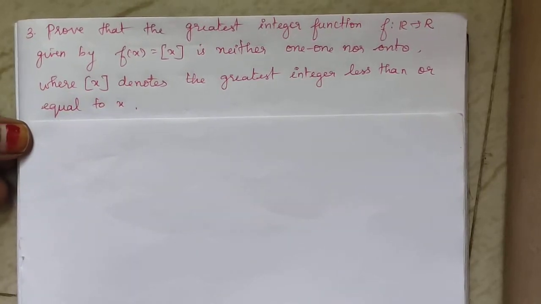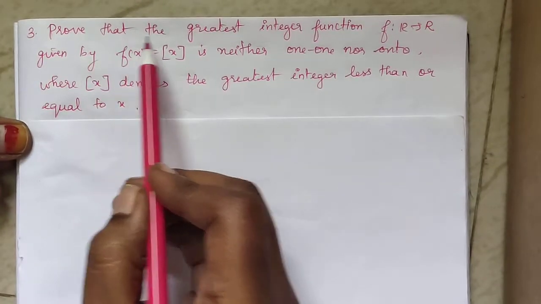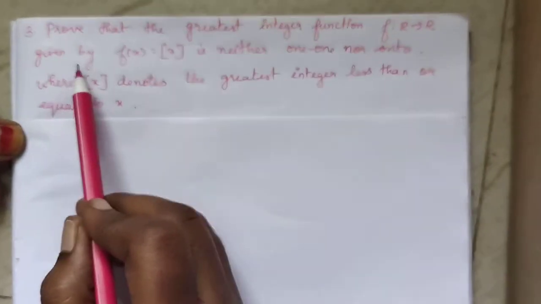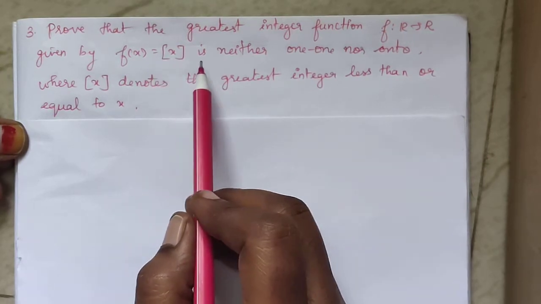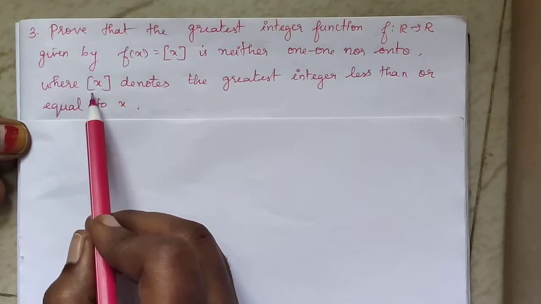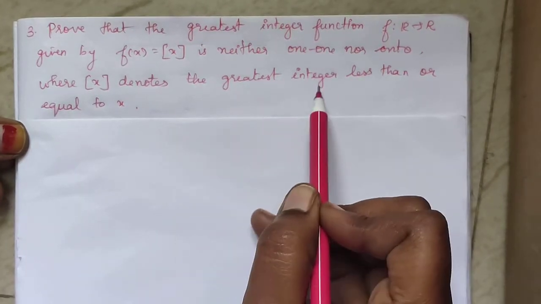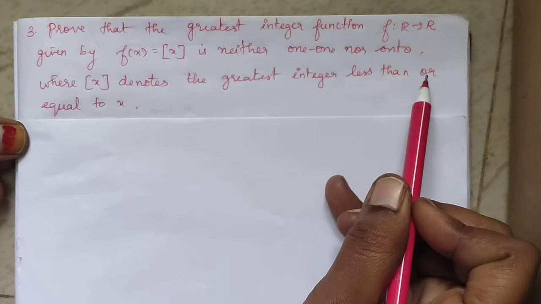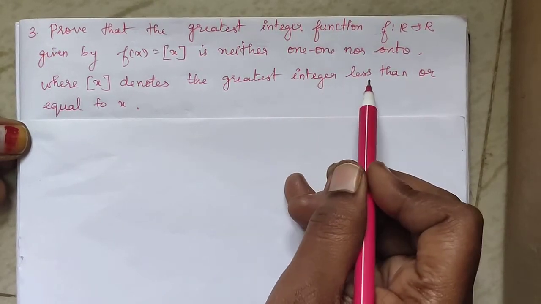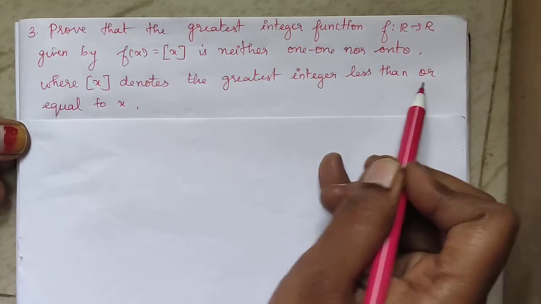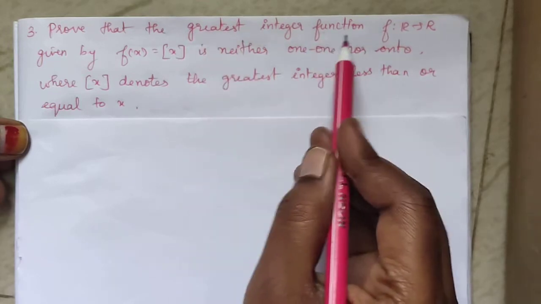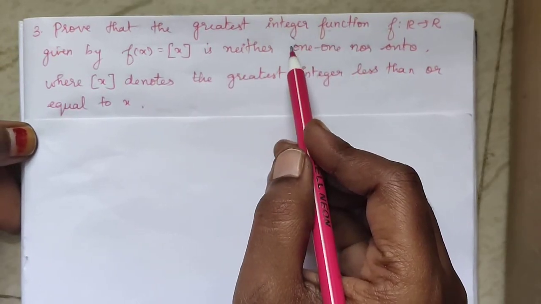The next question which we are going to discuss is: prove that the greatest integer function f from R to R given by f(x) = [x] is neither one-one nor onto, where [x] denotes the greatest integer less than or equal to x. It is given here, it is the greatest integer function. This we have already studied in class 11.